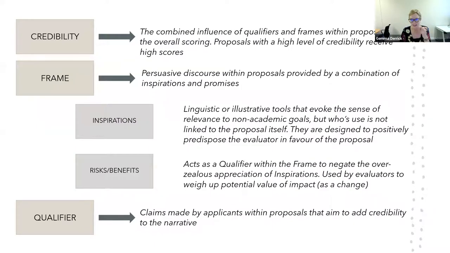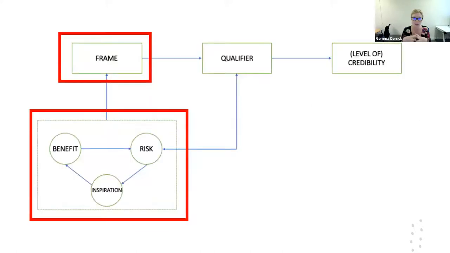What we found here is that, in addition to the idea of the frame and the inspiration, the promise was actually assessed during the process as a dynamism between weighing up the risks and the benefits of the project. The qualifier still existed, the credibility still existed, but within the frame there was a constant dynamism between assessing the risks with the benefit, in relation to the inspiration. And this interacted with the presence of the qualifier and affected the level of credibility.